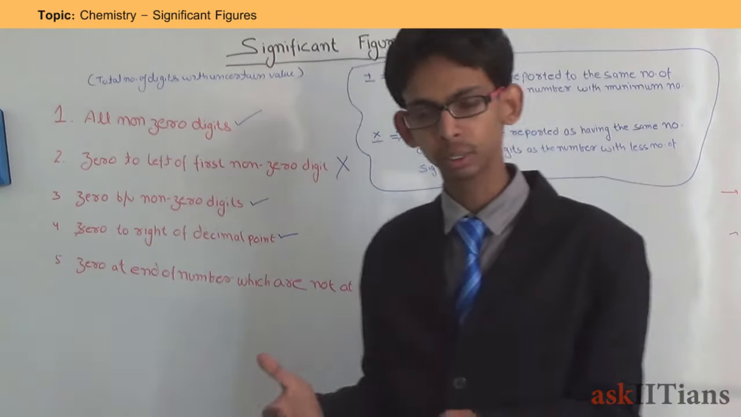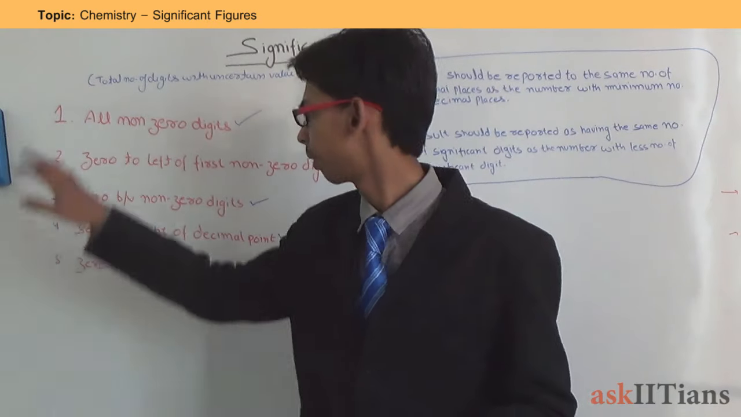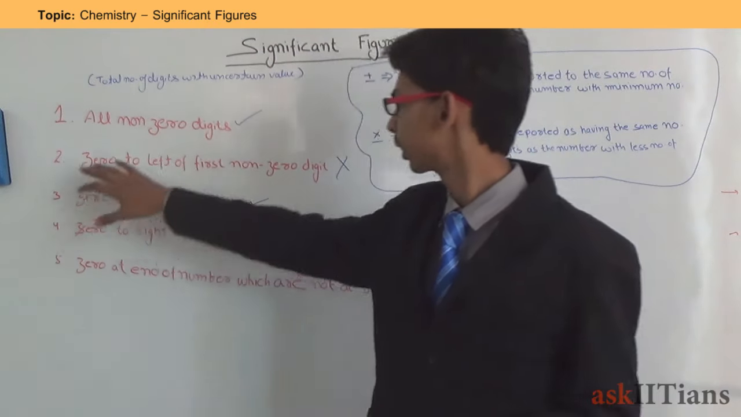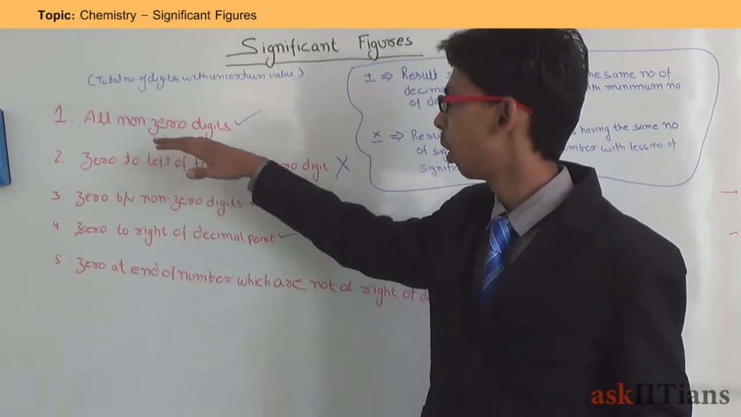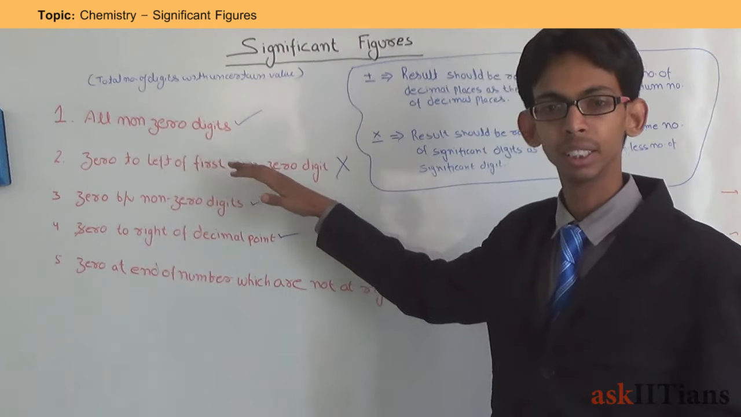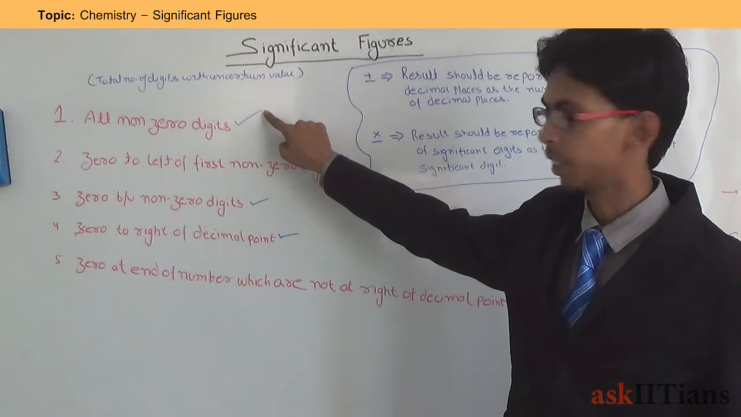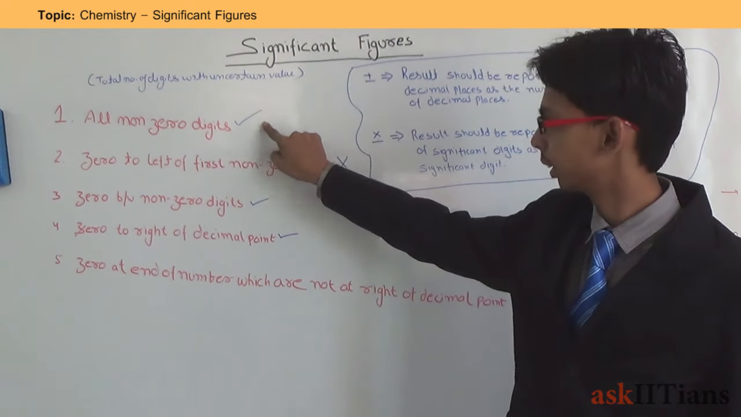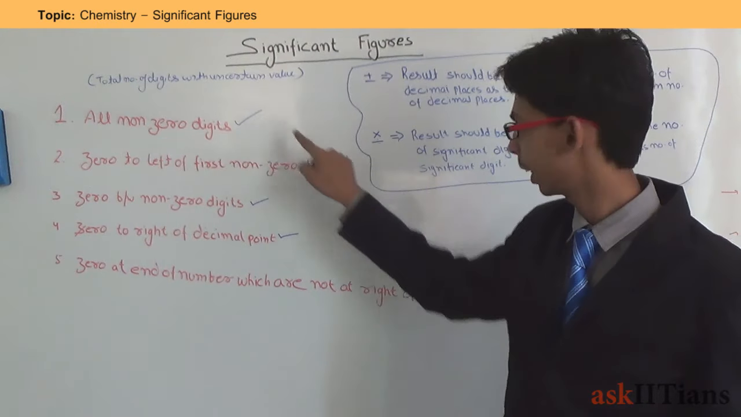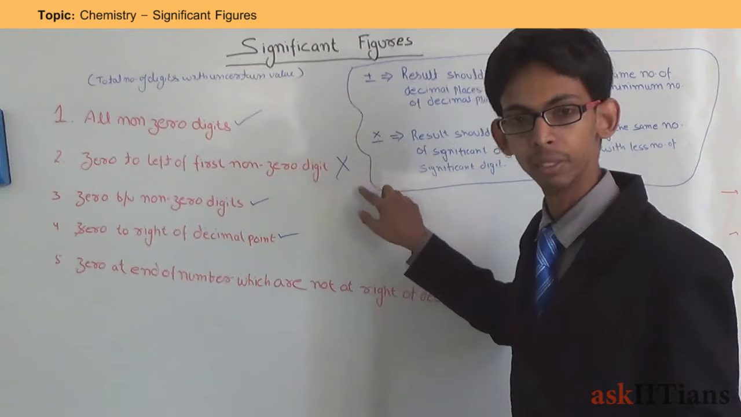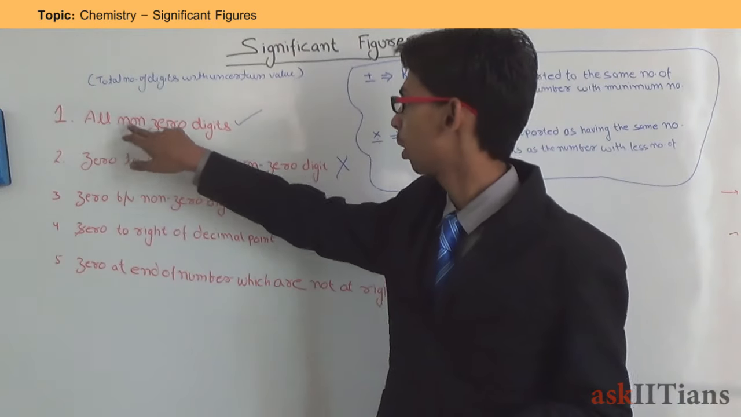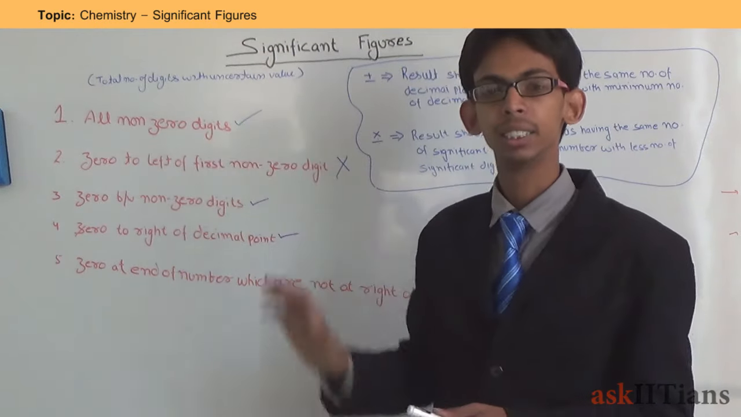What are the rules to calculate the significant figure? There are 5 rules. Let's discuss every rule one by one. The first one is all non-zero digits in a number are significant figures. The right tick means these are significant figures, and the one on which I have marked a cross means these are not significant figures. So the first point is all non-zero digits are significant.